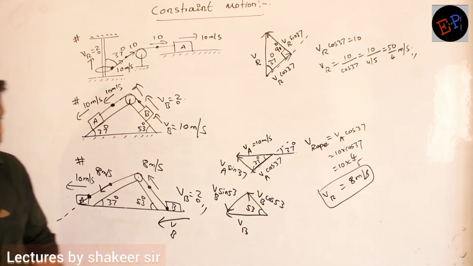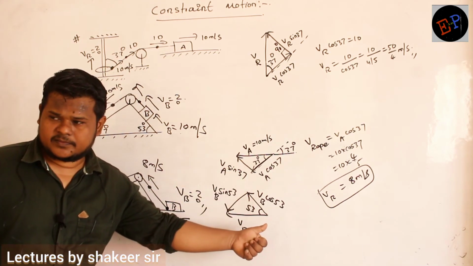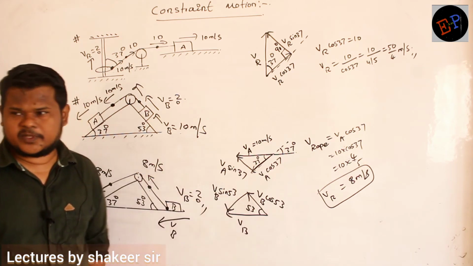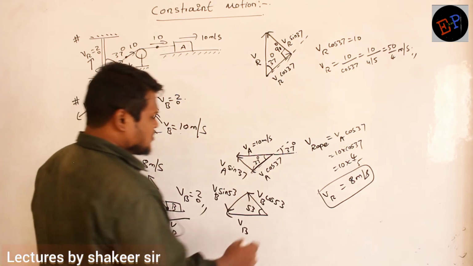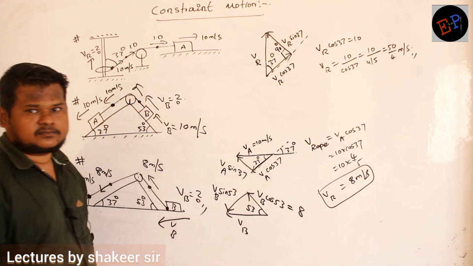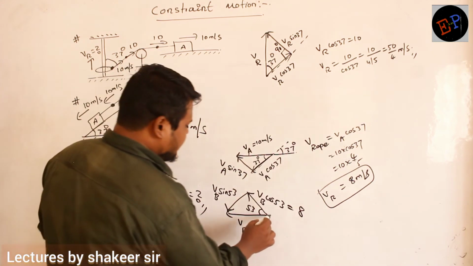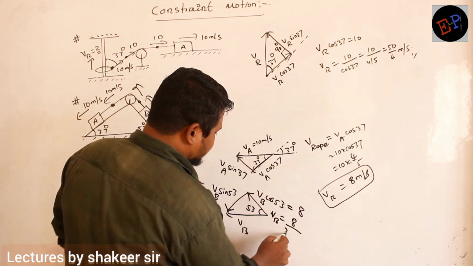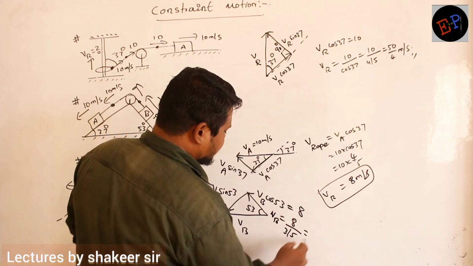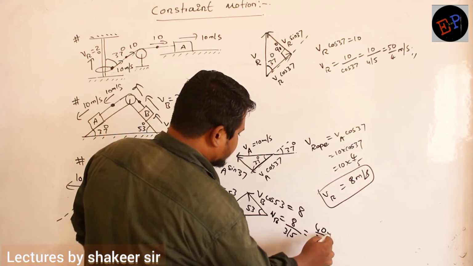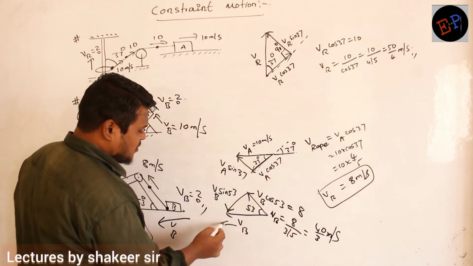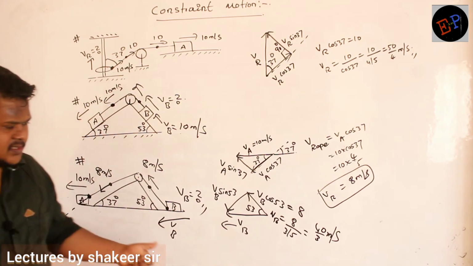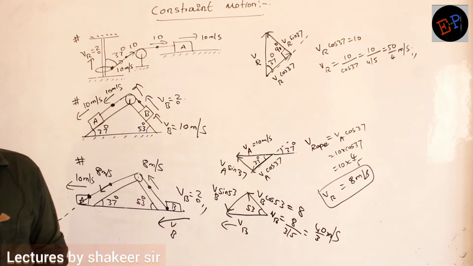Fine. VB cos 53 is in which direction? Rope direction. What is the speed of the rope? 8. So VB cos 53 should be 8 only. So this is nothing but 8 here. Therefore what is the VB value? VB equals 8 by cos 53. Cos 53 value is 3/5. So it is 8 fives are 40/3 meters per second. So that is the velocity of block B. Block B is sliding on the ground with 40/3 meters per second. That's it.